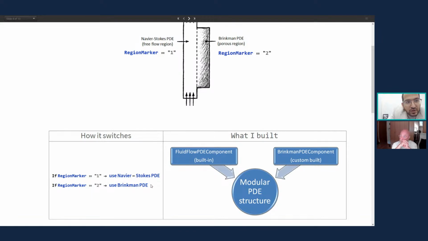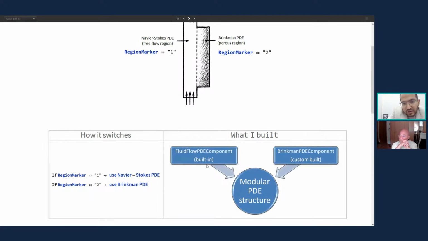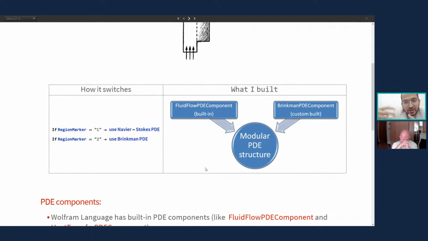All right, but what I did in this recent project is that there's a fluid flow PDE component in Mathematica, and so I created my own Brinkman PDE component to model the flow within the porous region, and then I had this modular PDE structure, or code that was very modular.